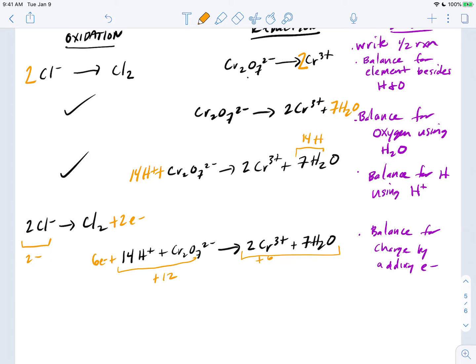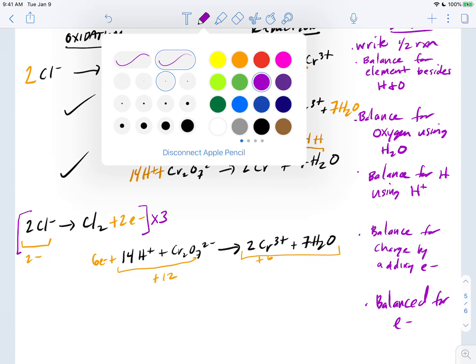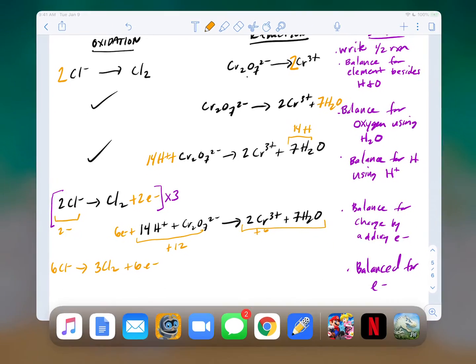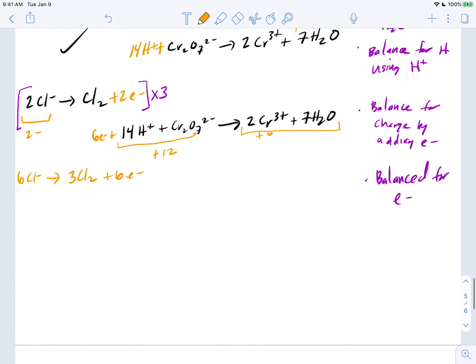Okay. And now the next step we're going to do is we're going to balance for electrons. We're almost done. Then everything will be balanced after this. Balance for electrons. And so we can see that we have 2 electrons on the oxidation reaction, 6 on the reduction reaction. And so we are going to multiply the side. In this case, we can multiply by 3, and that would allow us to have the right number of electrons. And so we have 6 Cl minus goes to form 3 Cl2 plus 6 electrons.